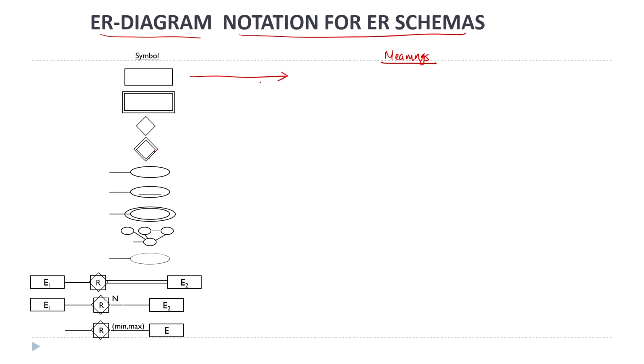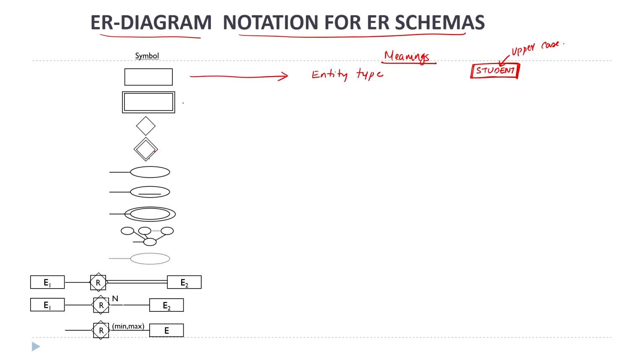What does this mean? This denotes the entity type. If you are trying to write a student, then we write something like this. So, in the diagram this is an entity type, and the name of the entity is written here in uppercase or capital letters. Okay. So, that is the entity type.